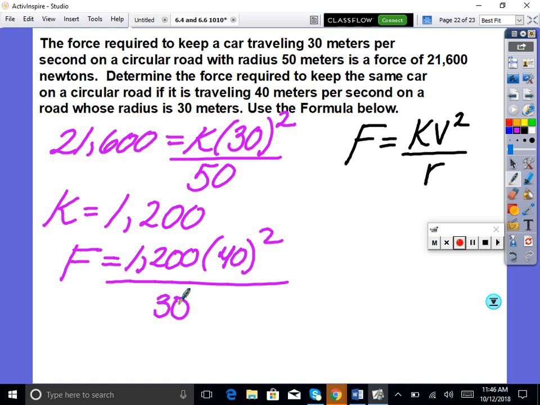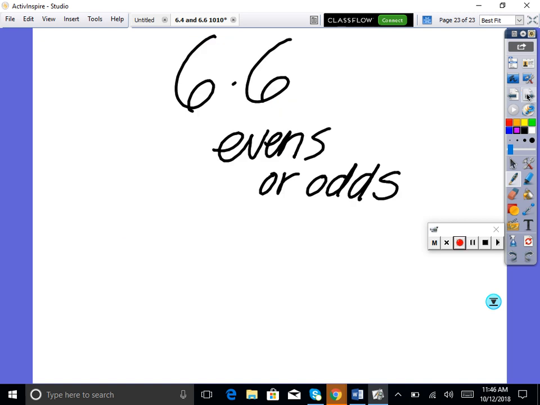How can we tell if it's inverse? So they'll either give you the formula already, or they'll say outright that the force varies jointly with the square of the velocity and inversely with the radius, or they'll just give you the formula. Great question. Okay, awesome. So I didn't finish calculating that one because I think you get the picture.